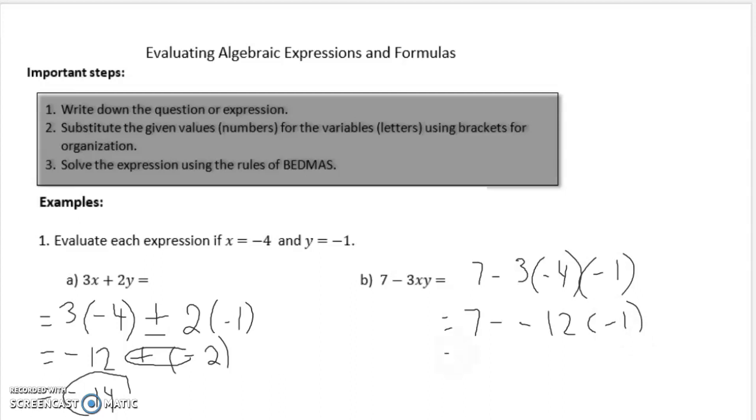Okay, so now we have 7 minus, and then we have -12 times -1. So negative times a negative is a positive. And 12 times 1 is 12. But now we have 2 signs back to back, a positive and a negative, so we can replace that with a negative. So this actually means 7 minus 12. And 7 minus 12 gives us -5.